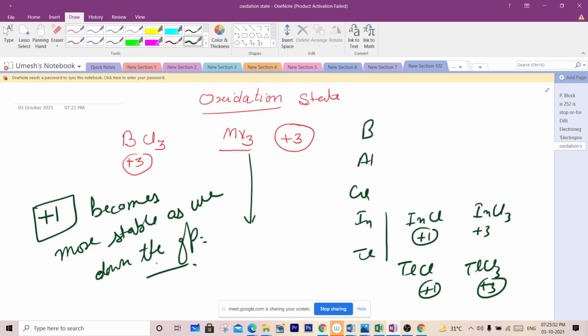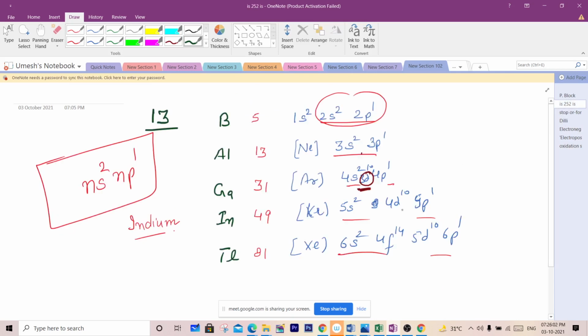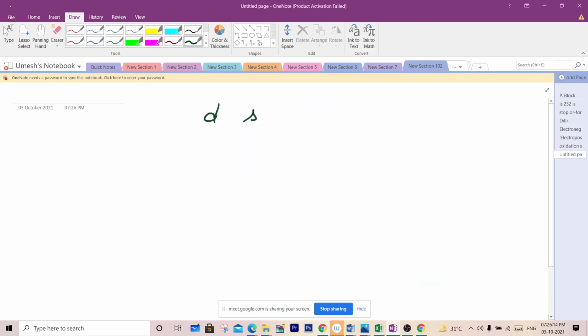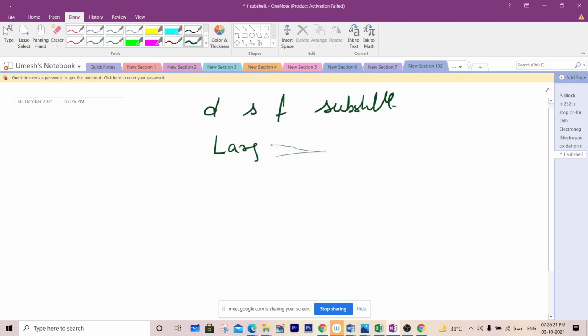Now I'll discuss the reason why. If you see this electronic configuration, in case of indium, we have a 4d subshell here and a 4f and 5d subshell here. These d and f subshells are large and diffused.